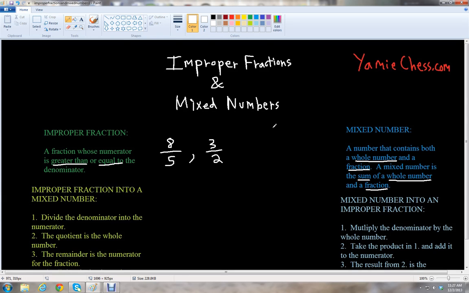So for example, if we have 4 and we add that to 1/2, 4 plus 1/2 equals the mixed number 4 and 1/2. So here's our mixed number 4 and 1/2. We have the whole number 4 and then we have the fraction 1/2 attached to it.